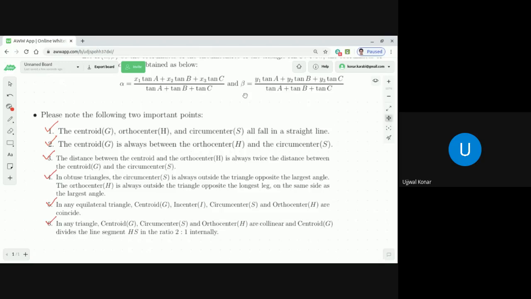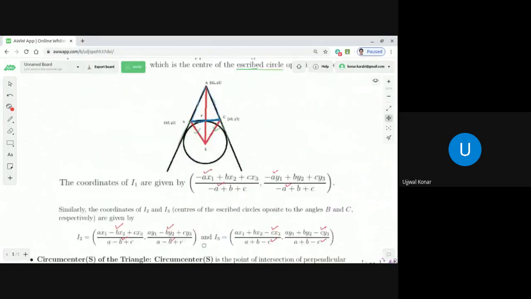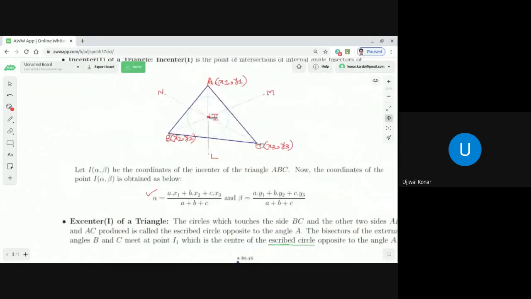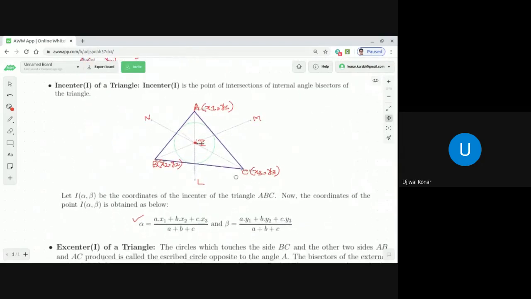How we can find the coordinate of the centroid as (x1 plus x2 plus x3) by 3 and (y1 plus y2 plus y3) by 3, as you see here. Okay, so there is the derivation, and you can look into it in my study material, which is available on the online platform.